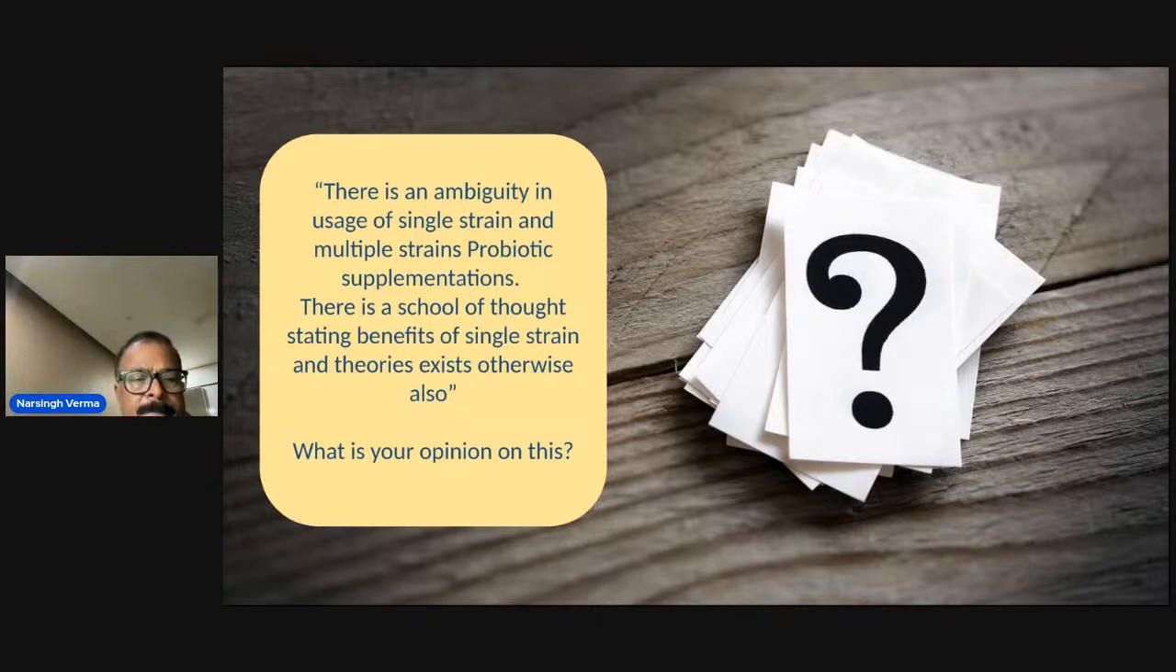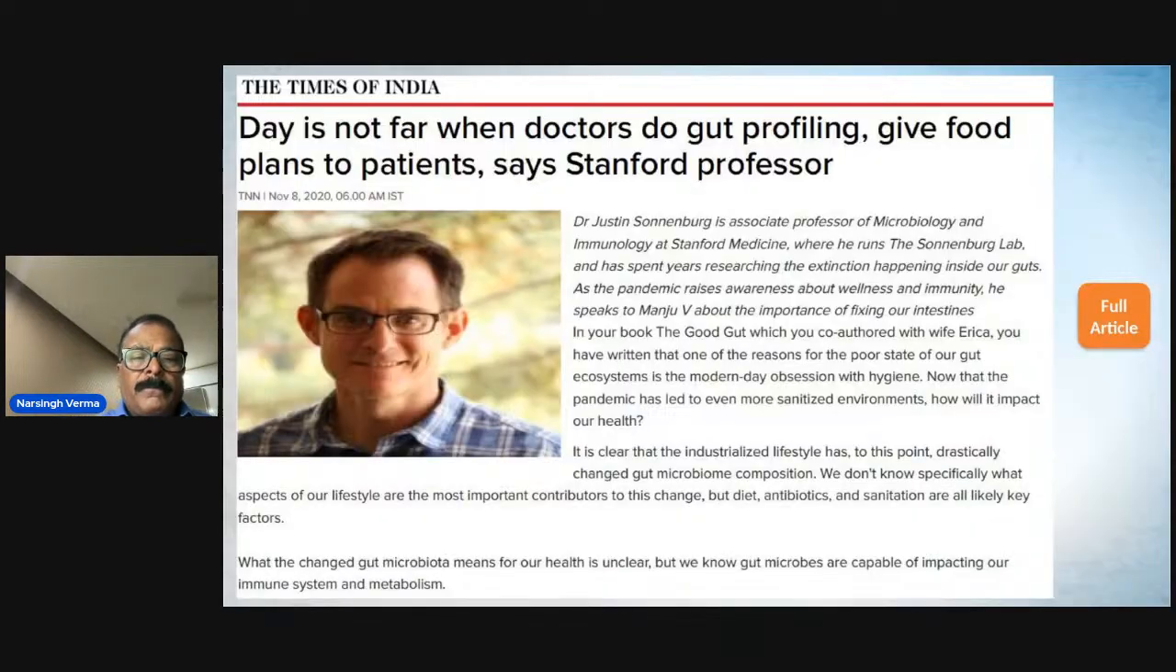There is ambiguity in the use of single strain and multiple strain probiotics and what should be done. The problem is that all these probiotics may not reach the site where they are required. An article published in the Times of India said that the day is not far when doctors will do gut profiling and give food plans to patients, saying that this can cure your disease. This was said by a Stanford professor, that this can happen in the future.